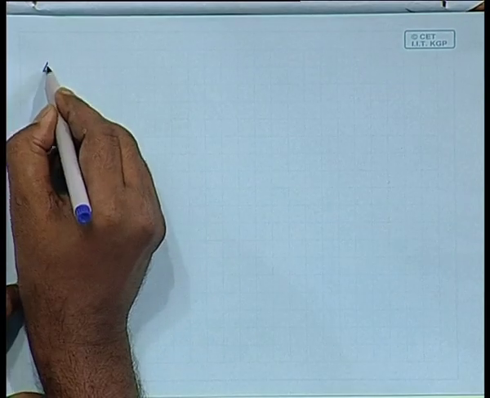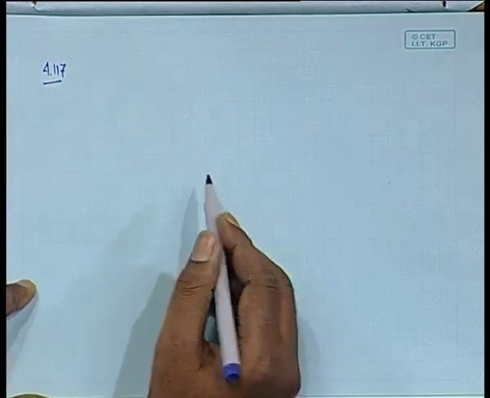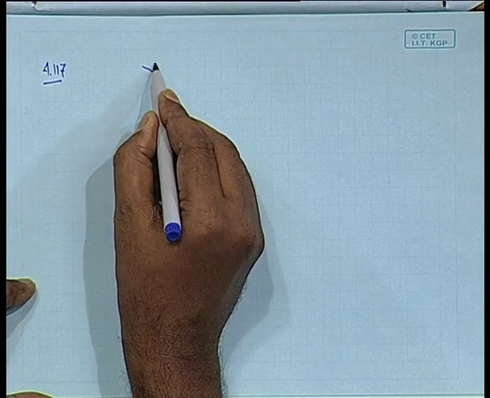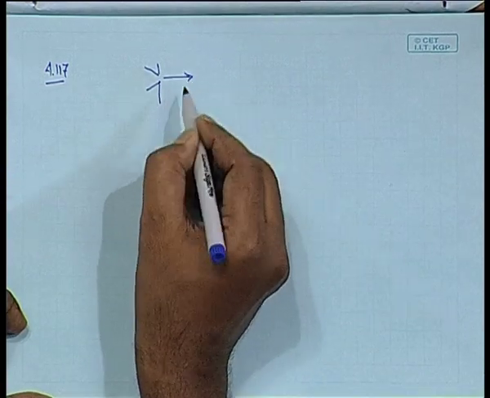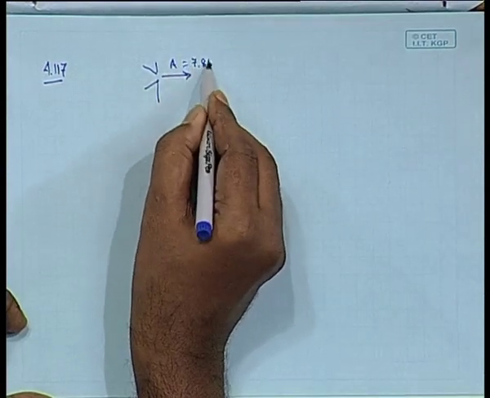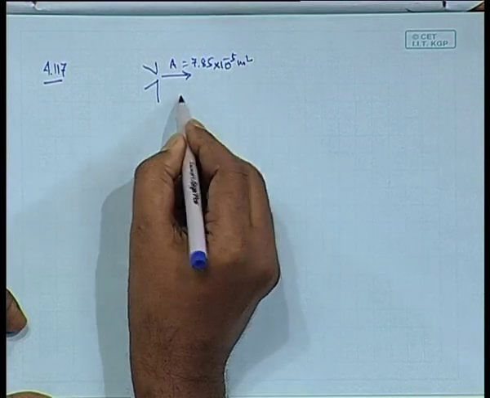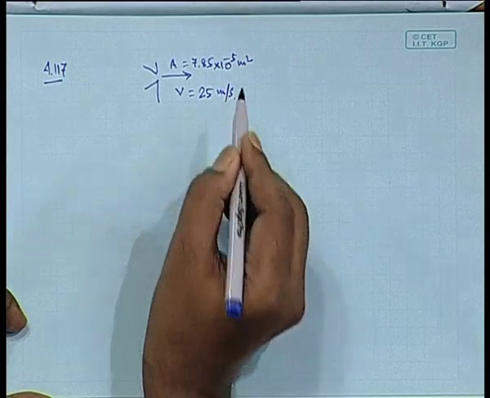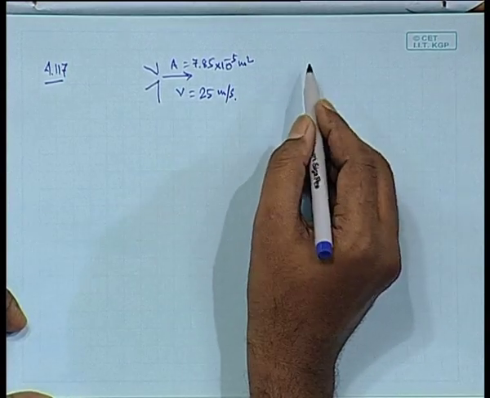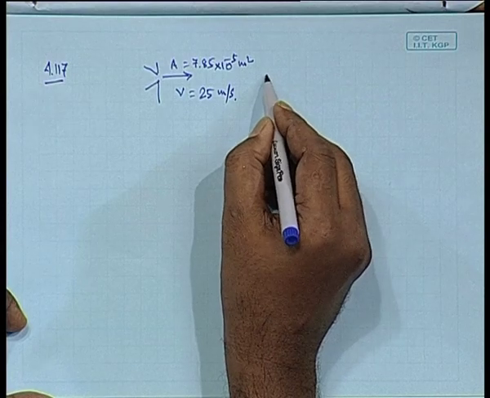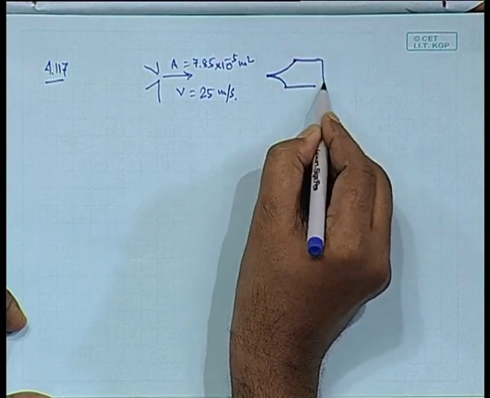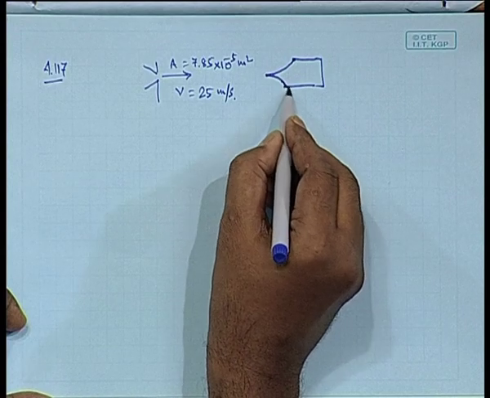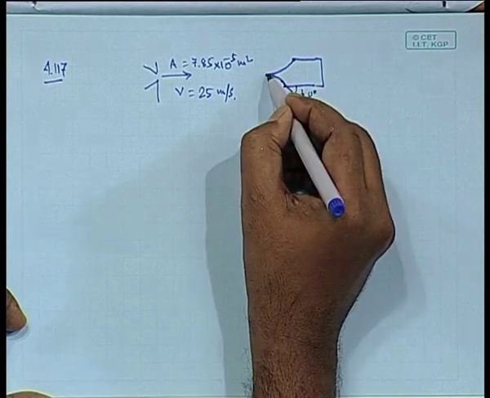So the next problem is 117. Again, it is an exercise problem. From a nozzle, a jet of water is issuing out, and this area is given as 7.85 into 10 to the power minus 5 meters square with a velocity 25 meter per second. Now it hits a block with a vane splitter. So there is a vane something like this, and this angle is 30 degree with horizontal, and this 90 degree.